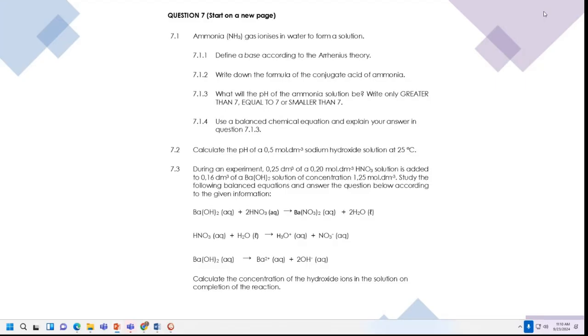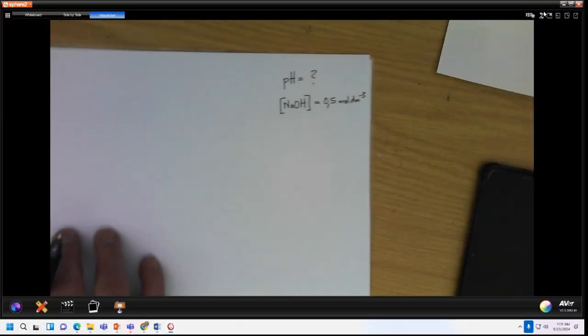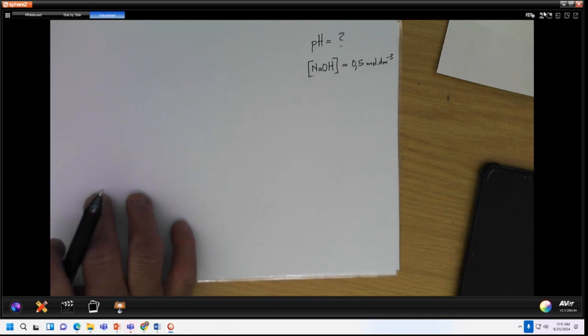Now we come to a pH calculation. Question says, calculate the pH of a sodium hydroxide solution. We've got here 0.5 mole per cubic decimeter at 25 degrees Celsius. Now, grade 12s, very interestingly, almost there, quarter pass, but let me just do this for you. We are told that we need to find the pH, and we're given the concentration of NaOH is 0.5 mole per cubic decimeter. All right, and that takes place at room temperature, which is 25 degrees Celsius. So we are given these two particular important points.